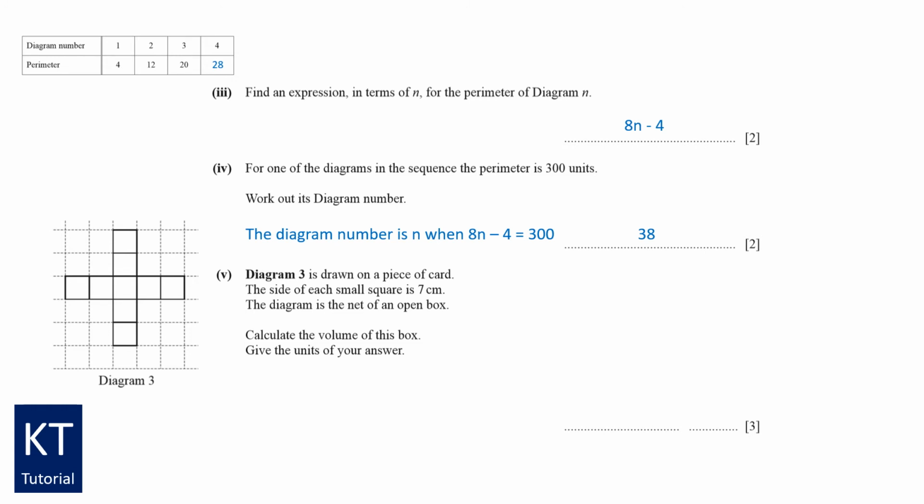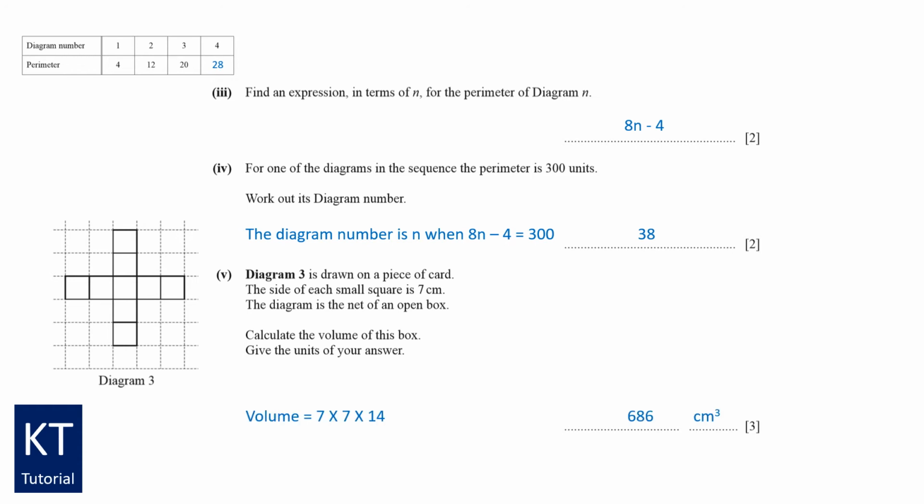The required diagram number is n when 8n minus 4 is equal to 300. This works out to n being 38. Next, diagram 3 is drawn on a piece of card. The side of each small square is 7 cm. The diagram is a net of an open box. Calculate the volume of this box and give the units of your answer.